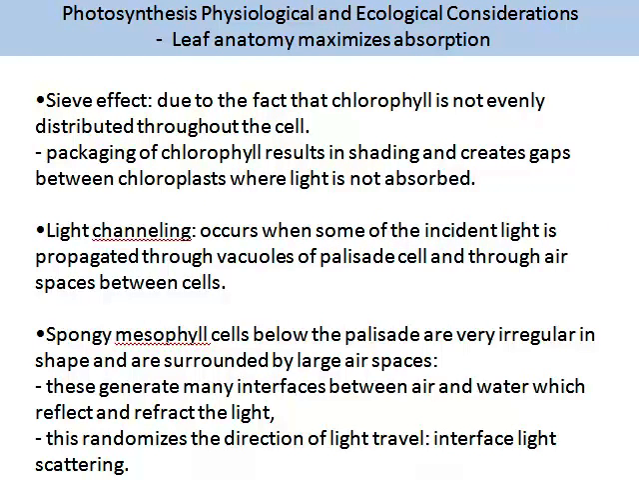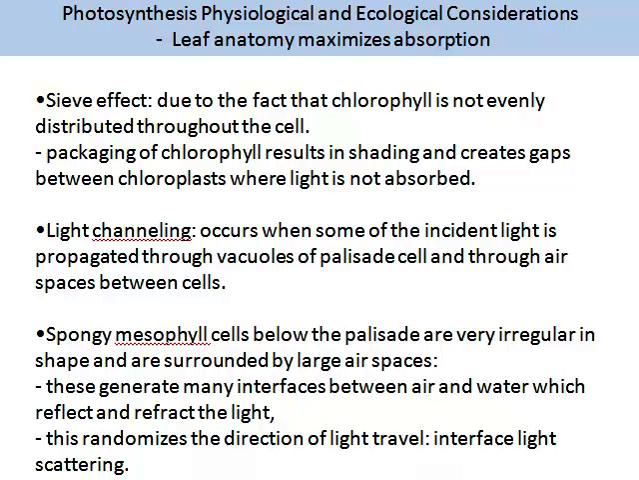The sieve effect comes about as chlorophyll is not evenly distributed throughout the cell. The packaging of chlorophyll results in shading and creates gaps between chlorophylls where light is not absorbed. Light channeling occurs when some of the incident light is propagated through the vacuoles of palisade cells and through the air between the cells.